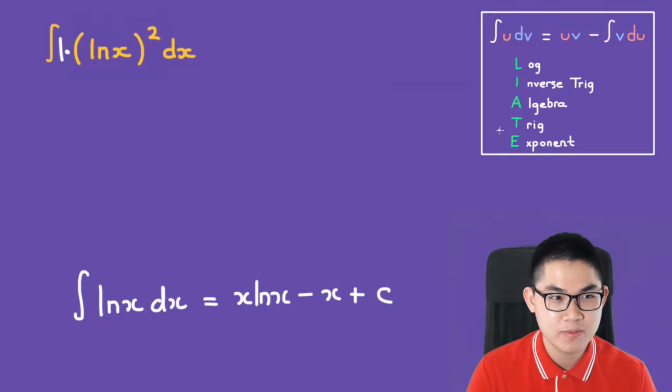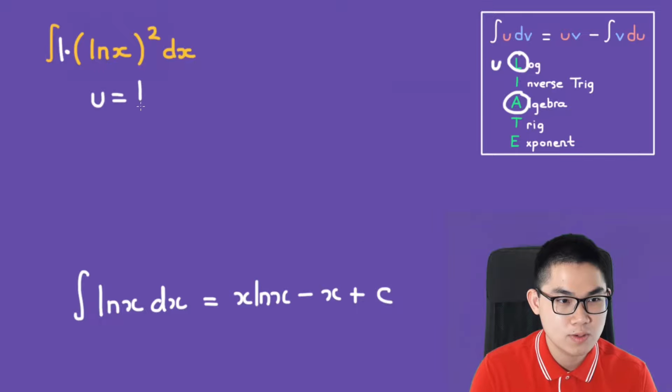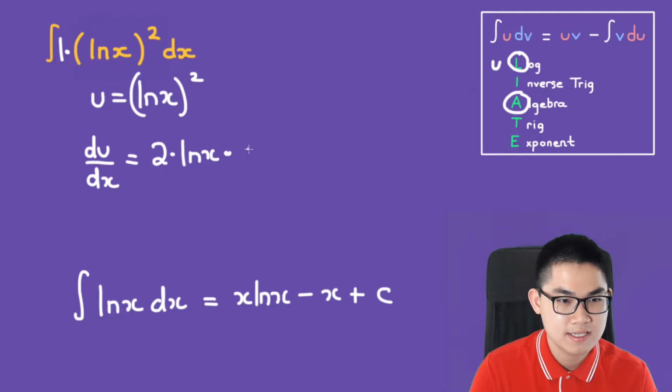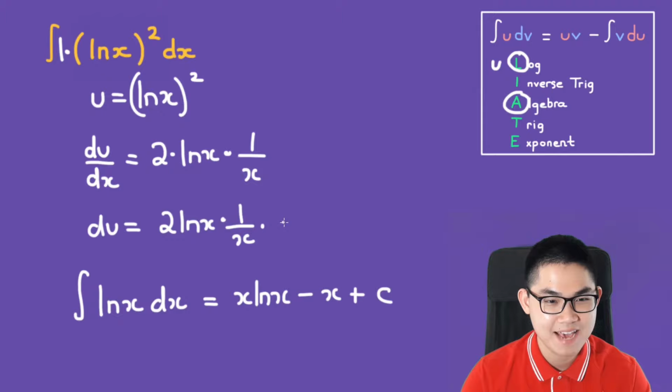And using our acronym, we have the 1, right? So we have the algebra, and then we have the ln of x. So the ln of x is the log. So we have the u, and u is equal to ln of x to the power of 2. So this whole thing here. Now du over dx is equal to 2 times ln of x times the derivative of ln of x, because of the chain rule. So the derivative of ln of x is 1 over x. So du will be equal to 2 times the ln of x times 1 over x times dx.